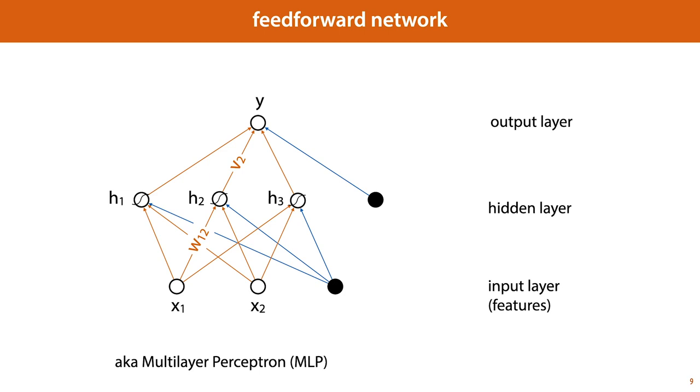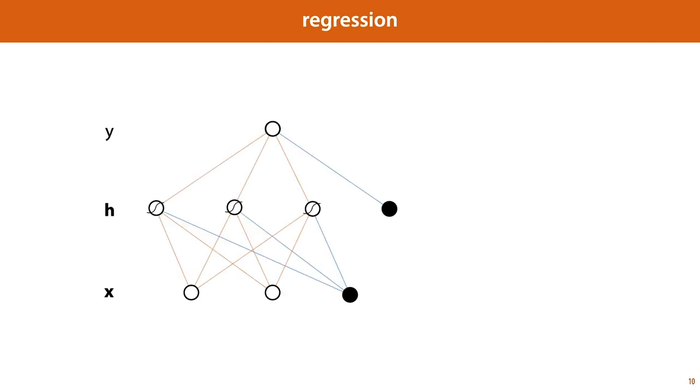And once we've wired up a network like this, we can use it to do classification or regression. And we'll start with simple regression. To build a regression model, all we need is one output node without an activation. This means that our network as a whole describes a function from the feature space to the real number line.